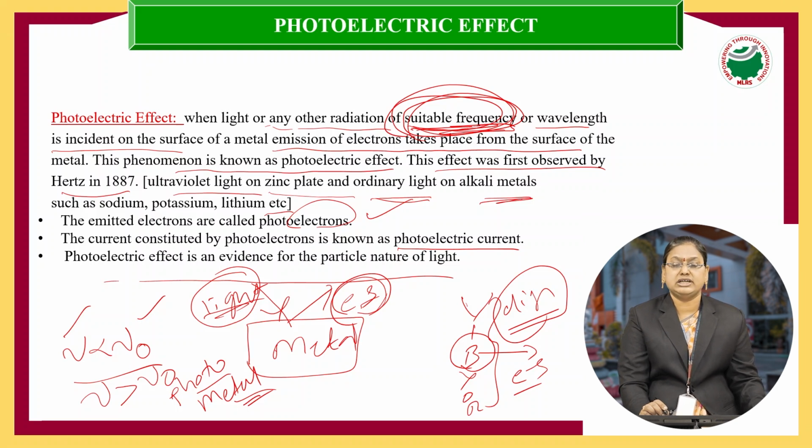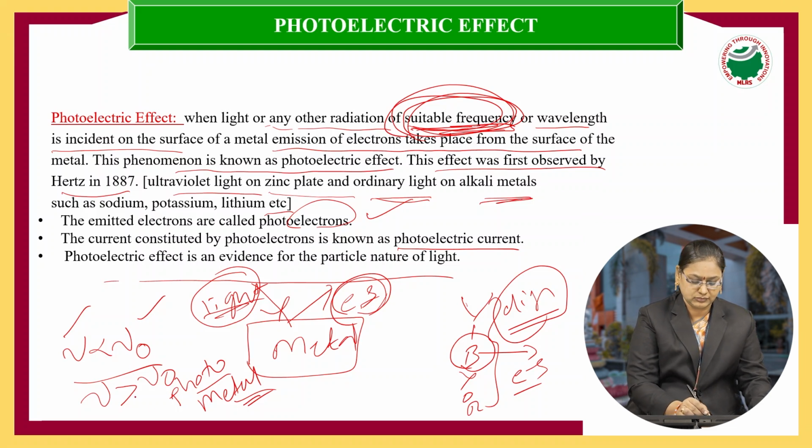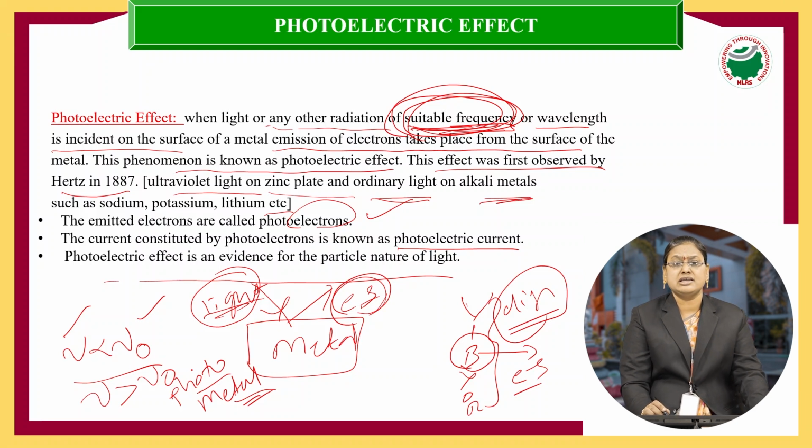And one more important point is that threshold frequency is a function of the photometal used. That means the electrons are not emitted for all frequencies. Threshold frequency is not the same for all metals. It will be different for different metals.